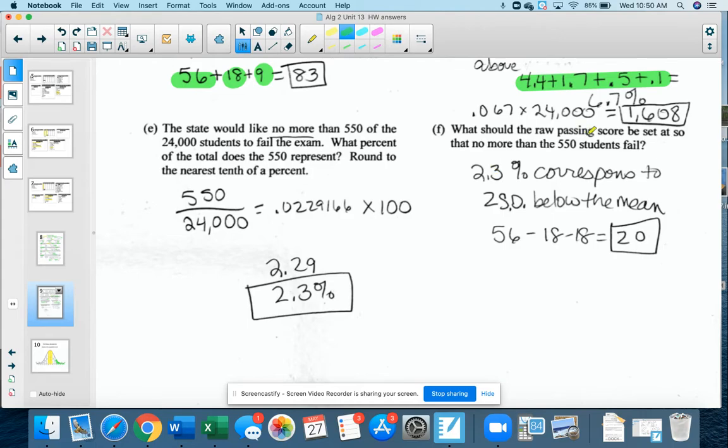What should the raw passing score be set at so that no more than 550 students fail? 2.3% needs to correspond to 2 standard deviations below the mean. So 56 minus 18 minus 18, because that's a standard deviation. I want to do 2 standard deviations below the mean, so that would have to be a raw score of 20. Okay?